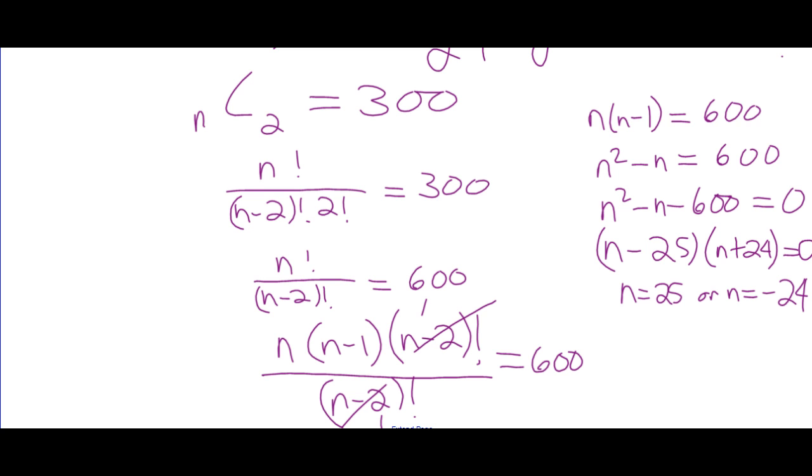So what are you going to say about that? It can't be negative 24, right? You can't have negative 24 hockey players. So what are there? 25 hockey players. Okay, so there's your answer.